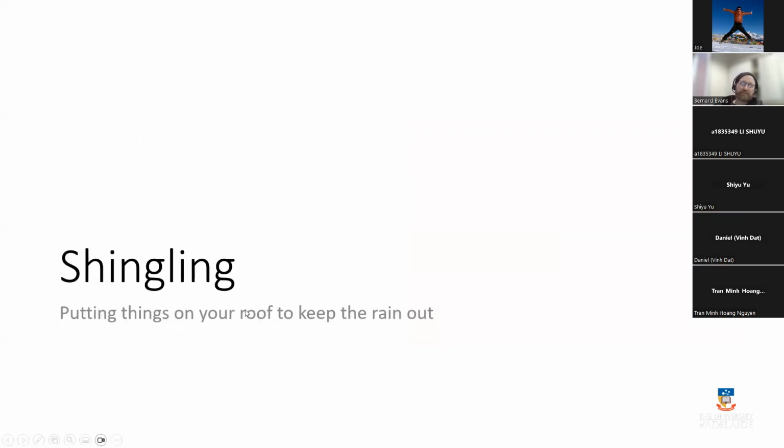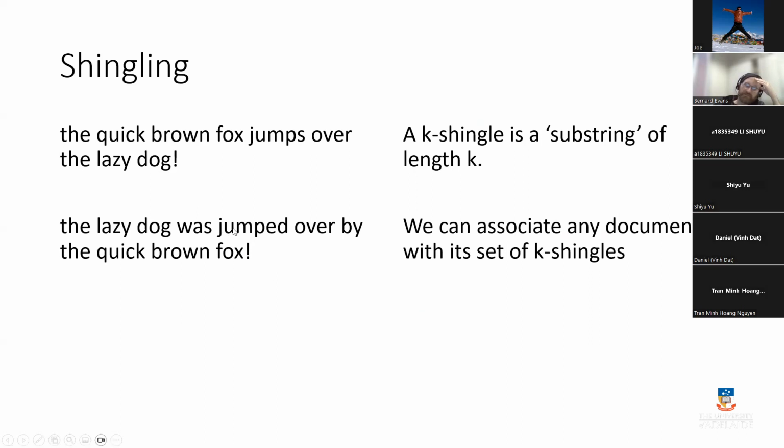All right, so the next thing that we got is shingling, right? So we know what similar means. Now we need to know what are we going to compare. So what we're going to compare is these sentences. This is just an example, the easiest one possible. These 2 sentences are: the quick brown fox jumps over the lazy dog, and the lazy dog was jumped over by the quick brown fox.